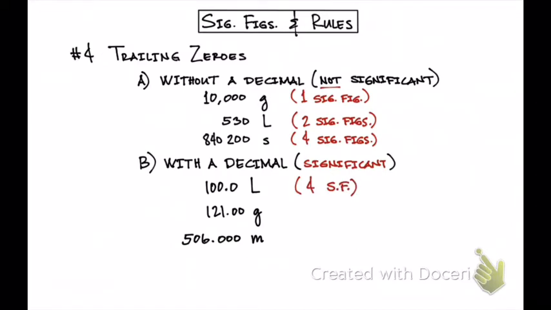Second one here, 121.00 gram. You have 2 trailing zeros, and there's a decimal point. Those zeros count. So you have a total of 5 significant figures. And the last one here is 506.000. And you have 3 trailing zeros, 1 in between 0, a total of 6 significant figures.